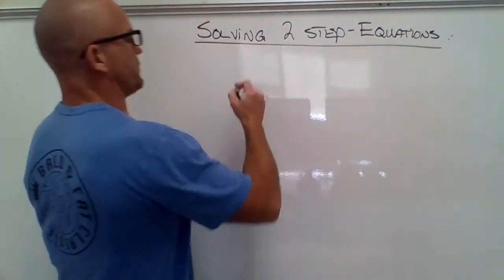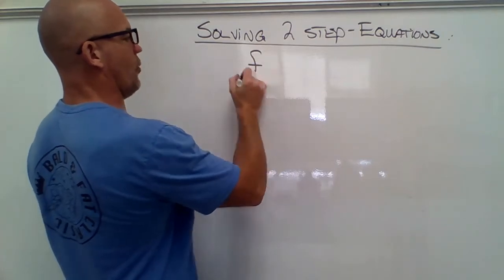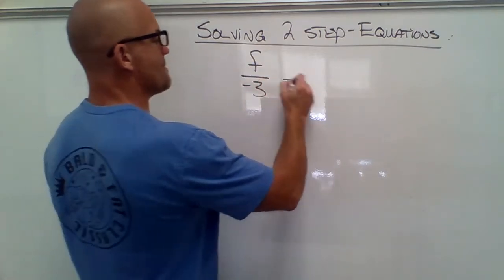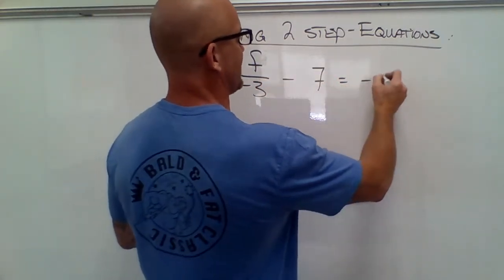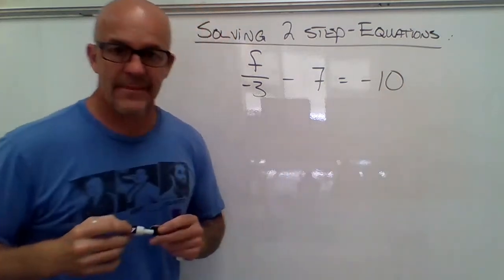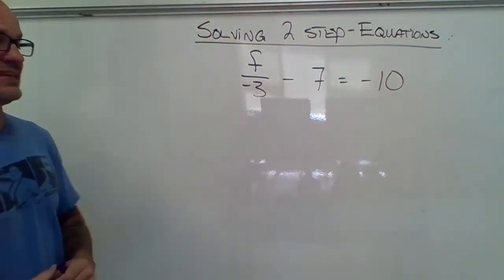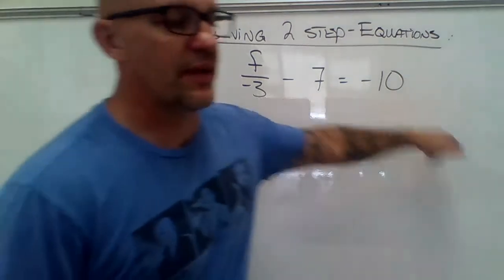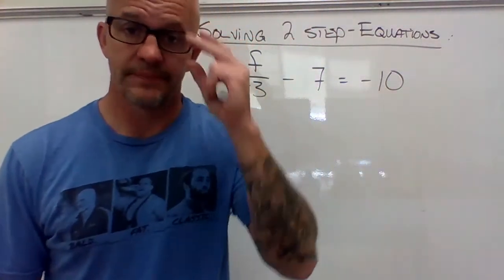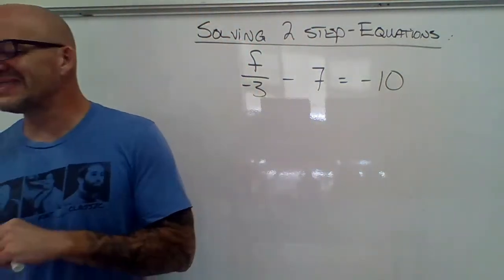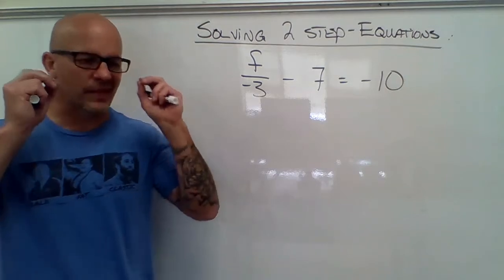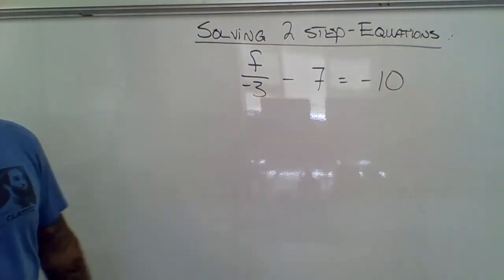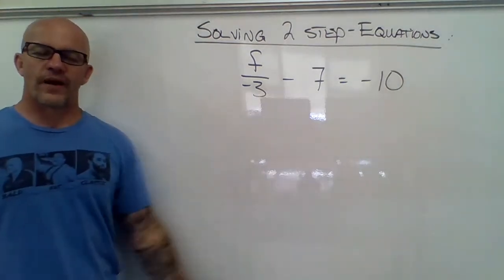Let's put up something like f over negative 3 minus 7 equals negative 10. Now I look at it, I'm like, okay, my variable divided by negative 3, then 7 taken away is going to give you negative 10. What's the answer to that? Now you're starting to see they're not all mentally very easy to figure out. This is why we're working our way up to these.